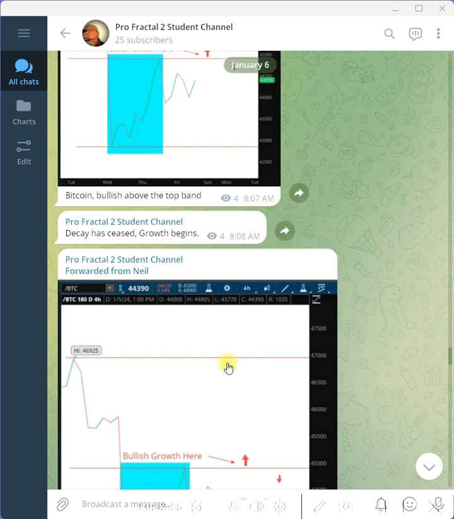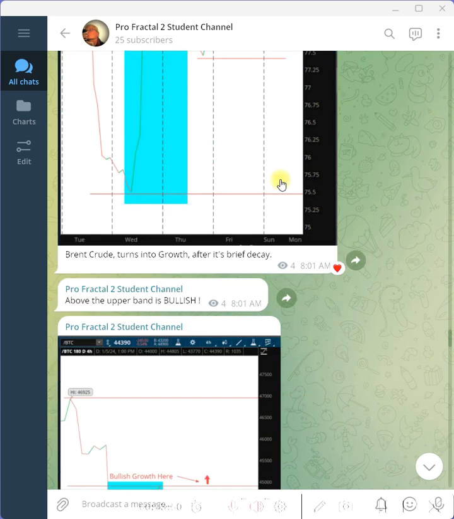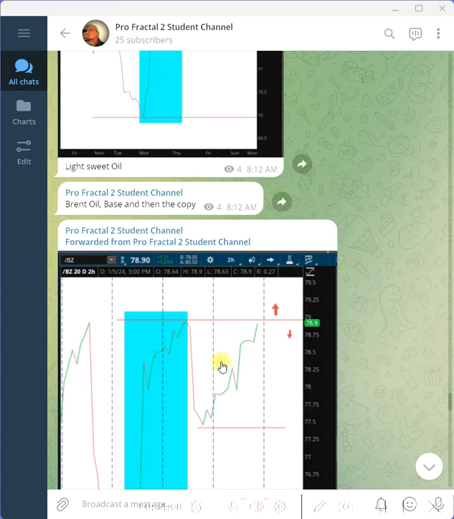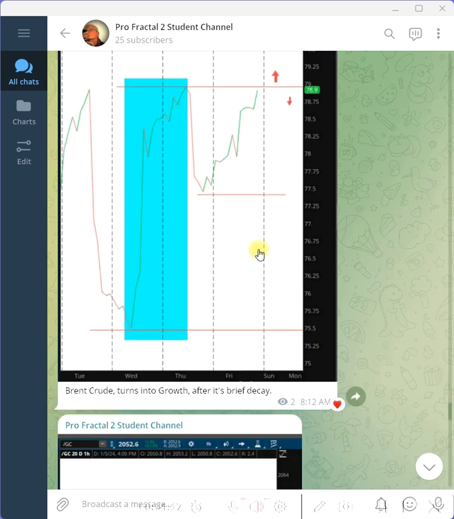Go back to Brent crude. What do you think is going to happen? Same identical fractal. Decaying fractal went down and it's starting to go back up. We break the band, we go higher, just like this chart here. So light sweet oil is a copy, and Brent oil is a copy too. Again, there's Brent crude. Decaying fractal fell down, starting to grow now.